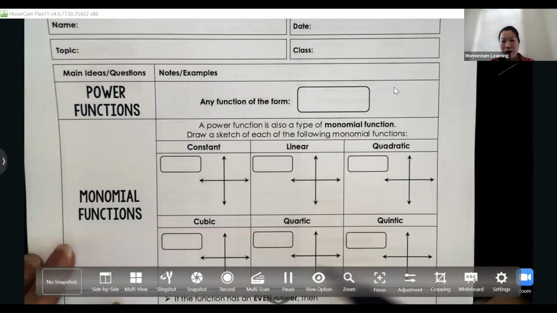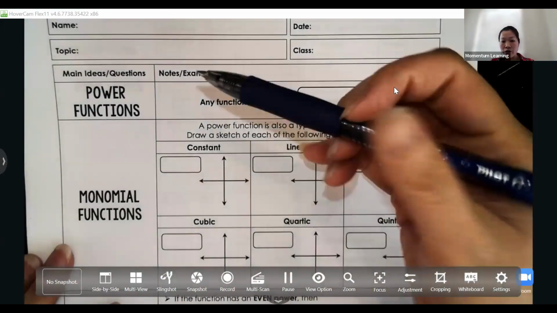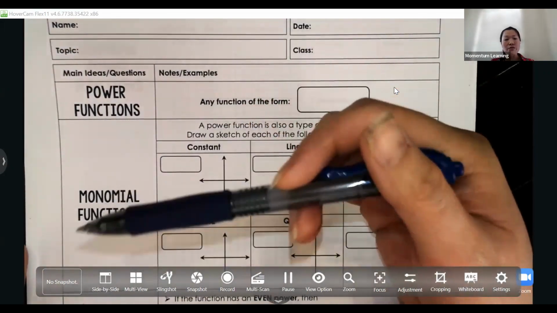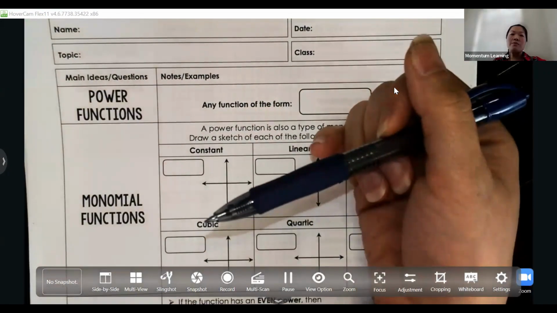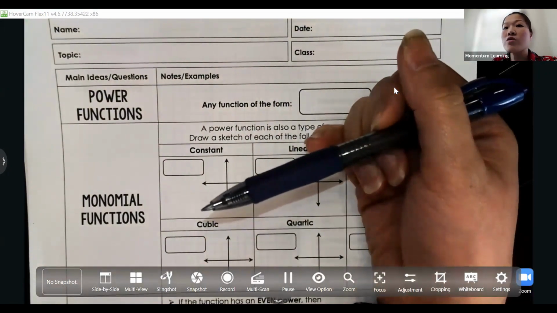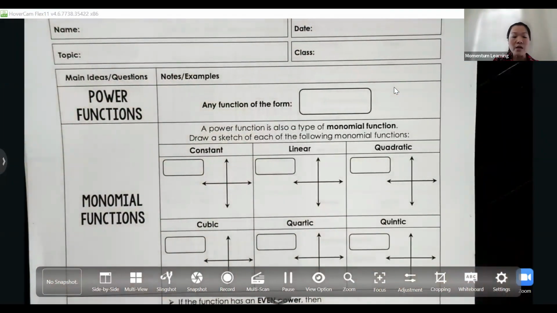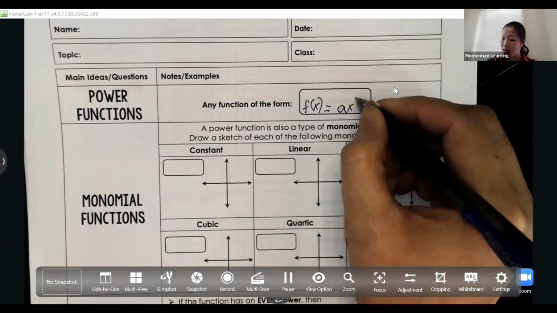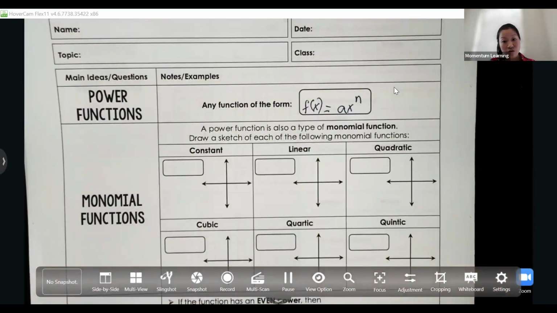But we're going to start with power functions. The reason I will start with this is because in calculus, there are a lot of derivatives that the kids have to do. The power function is important in terms of finding the derivative of it and knowing how to graph. So what is a power function? A power function is a function with this form. As long as it looks like this, we define it as a power function.